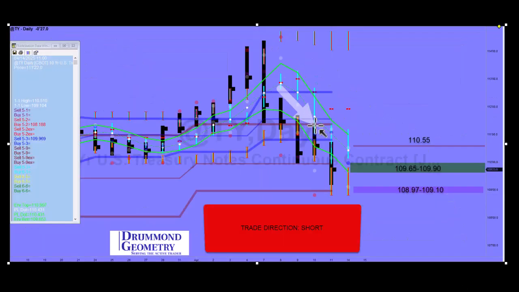This is the 10-year again moving down, so we're expecting to short that market up here and cover down here. This is the monthly envelope bottom. This is the monthly PL dot, and there's also the weekly PL dot up here. So we're expecting just a light bounce up into this area and move down, exit down here towards the monthly PL or the monthly envelope bottom.